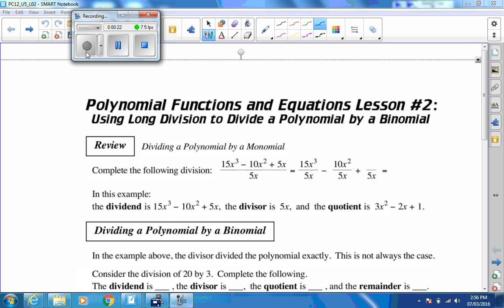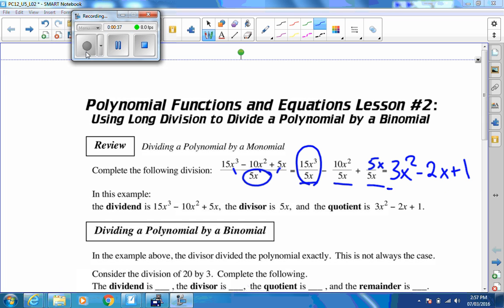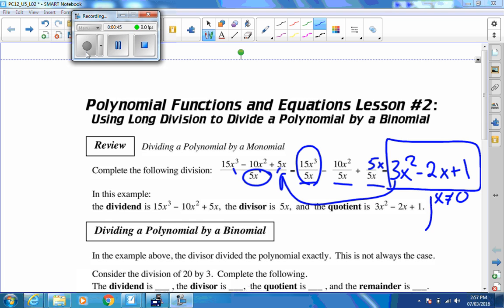Anyway, if I have a monomial, something like this, I can just separate it into 3 separate pieces. So that'll be 5x, and then simplify each one of them. This is just going to become 3x squared minus 2x plus 1. So this thing is equivalent to this, except that x can't equal 0. And again, since we've already done a rational section, now that should make sense.